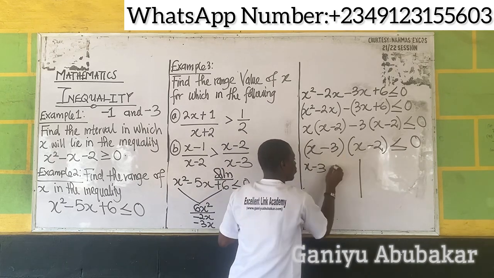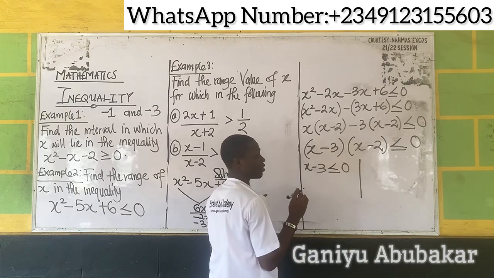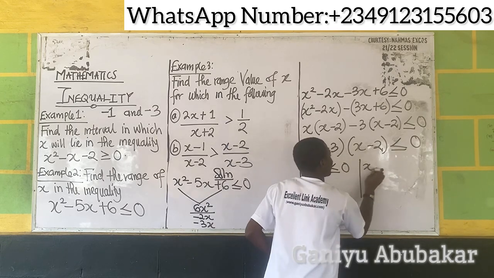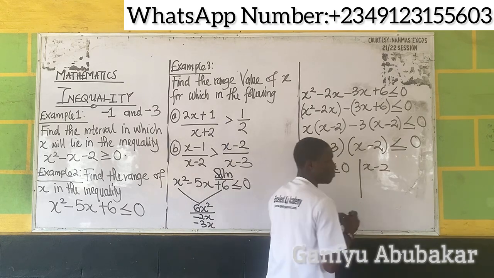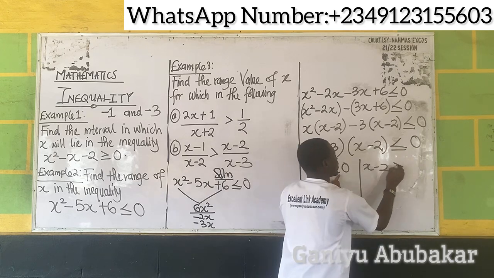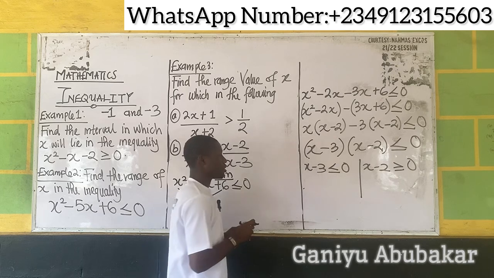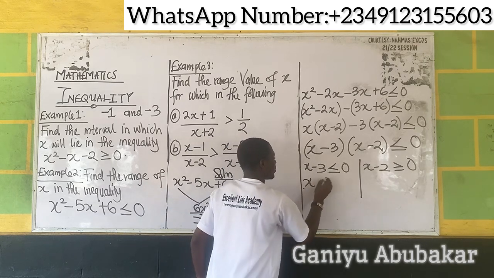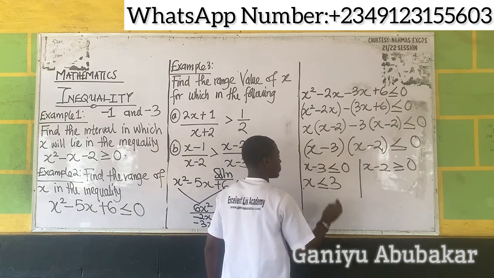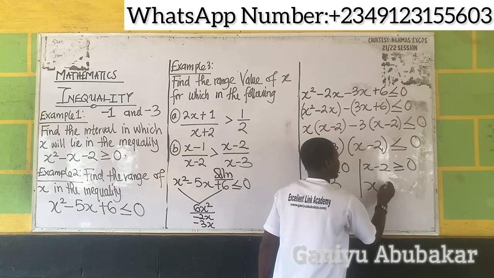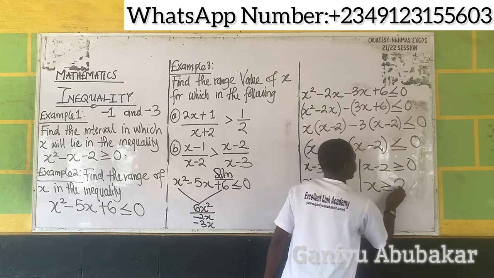Take the original symbol. Why this one here? X minus 2 takes what? The opposite of that symbol. The opposite of this one becomes what? Greater than or equal to 0. So I'll have x less than or equal to 3. That gives me x greater than or equal to 2.